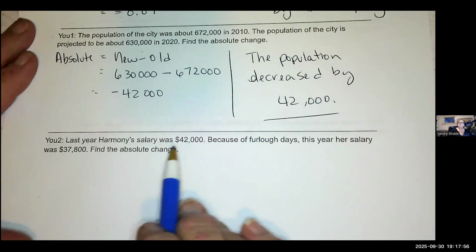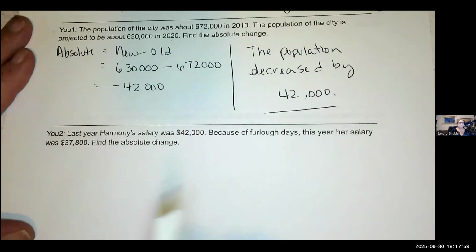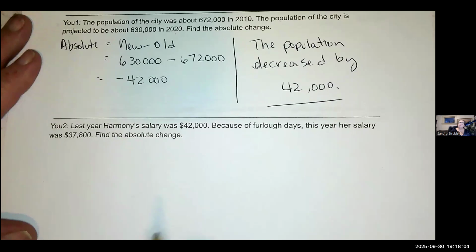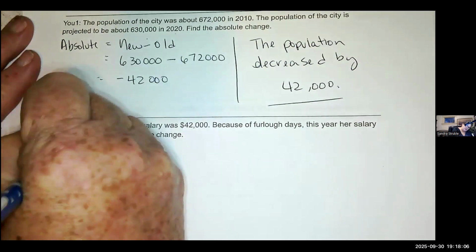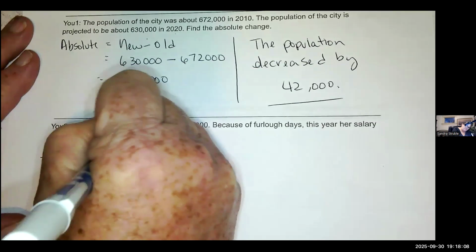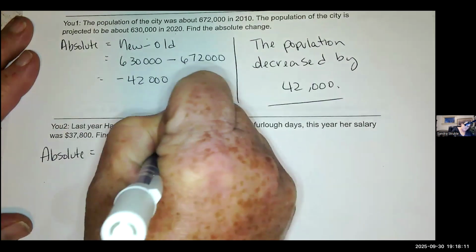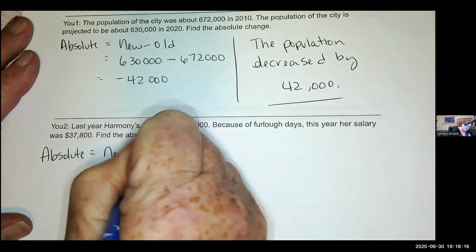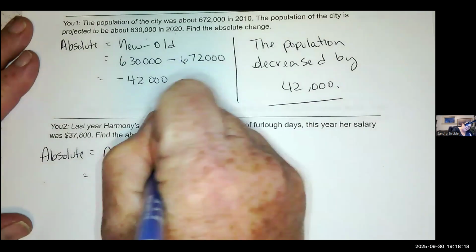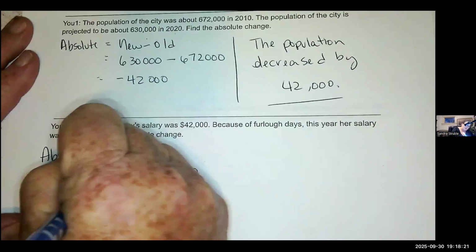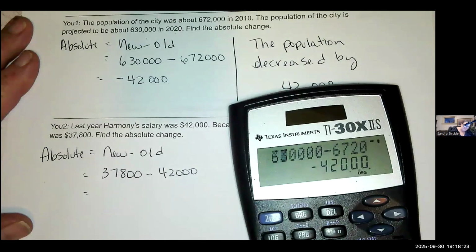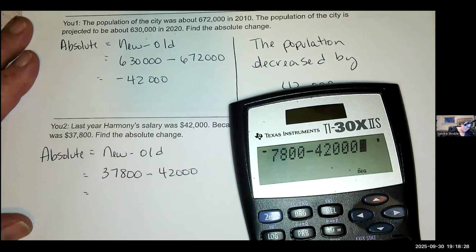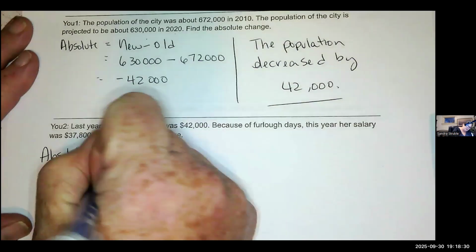Last year, Harmony's salary was $42,000. Because of furlough days, this year her salary was $37,800. Find the absolute change. Pause the video and attempt this one yourself. Okay, her new salary is $37,800. Her old salary was $42,000. We just subtract these two: 37,800 minus 42,000. And I got negative 4,200.